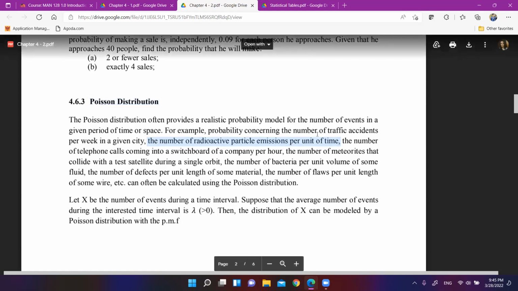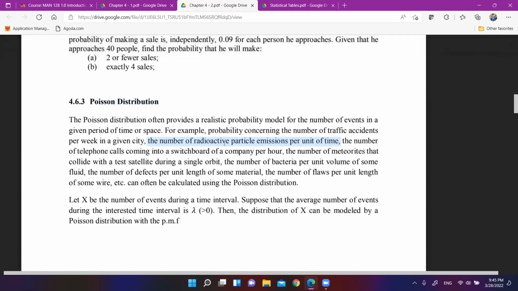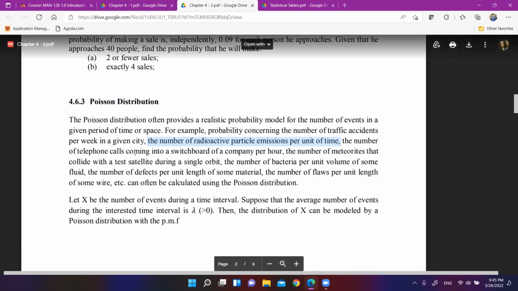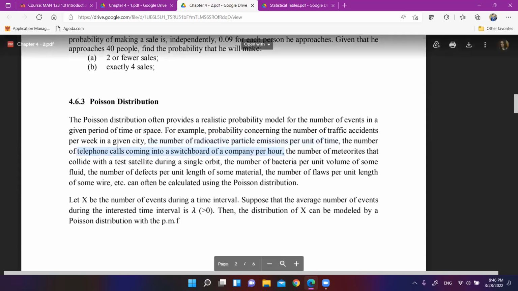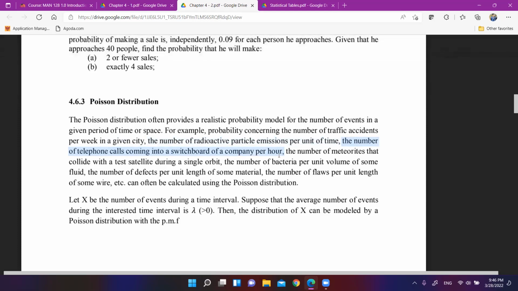Or the number of radioactive particle emissions per unit of time, given a unit time period. The number of telephone calls coming into a switchboard of a company per hour. Always you have to give this number with a time unit, per hour.